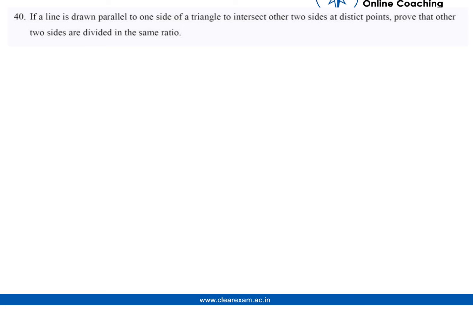If a line is drawn parallel to one side of a triangle to intersect the other two sides at distinct points, prove that the other two sides are divided in the same ratio.